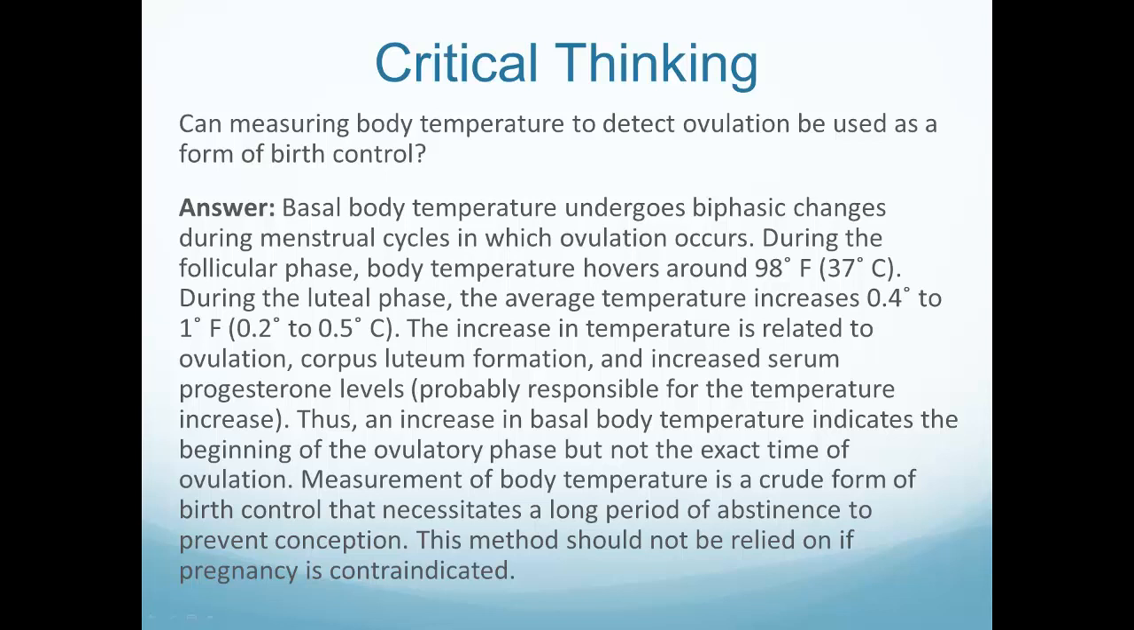However, monitoring the patient's body temperature might be a better way to predict when the person's going to ovulate. So it might be a better predictor of when the person's most likely to get pregnant rather than as a predictor of how to not get pregnant or to be used as a form of birth control.